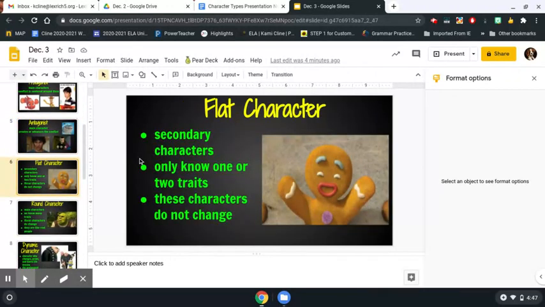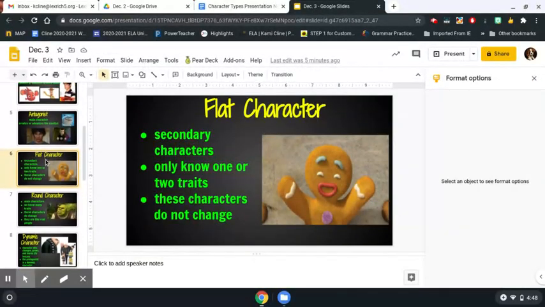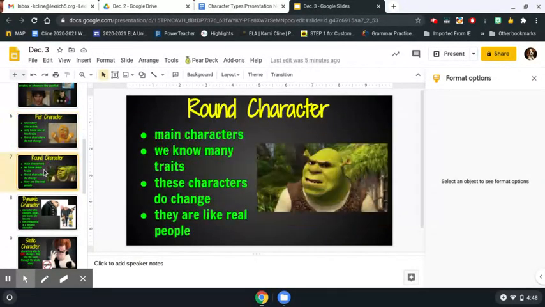Flat character. Think of a piece of paper that's flat. If it's on a table, you only see one side of it. A flat character is a secondary character, so they're not a main character. You only know one or two things about that character, and that character does not change throughout the story. So it's flat. You just know a little bit about it. So go in your notes, right here where it says secondary character, only know one or two traits, and I want you to type flat character. And you can pause this video if I'm going too fast.